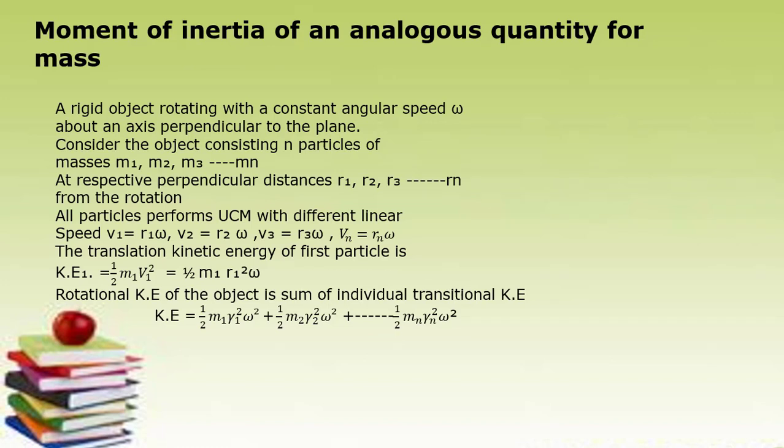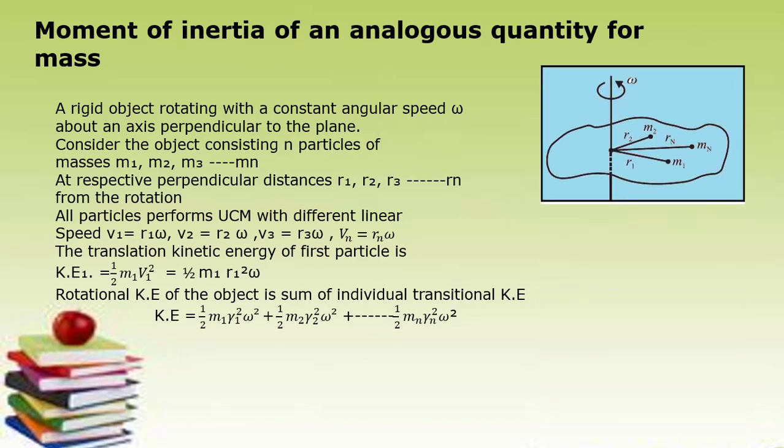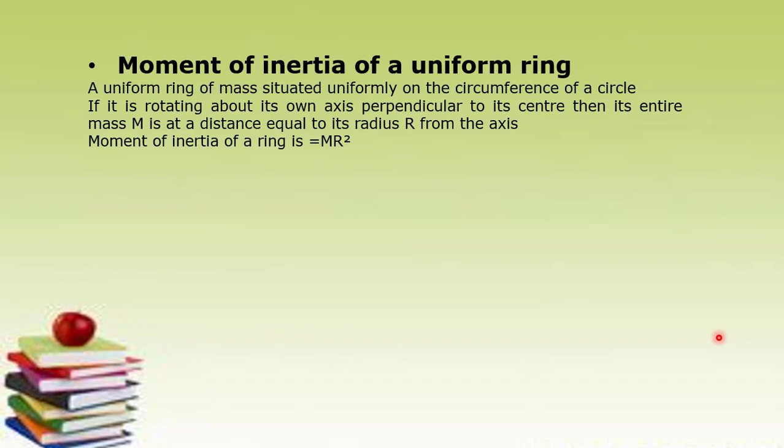Now, moment of inertia is an analogous quantity for mass. Here, you have to take a rigid body with n numbers of particles, with masses m1, m2, m3, perpendicular distances from the center r1, r2, r3, and speeds v1, v2, v3. So kinetic energy is 1/2 m1 v1 square plus 1/2 m2 v2 square. And when you take the total kinetic energy, that is 1/2 m1 r1 square omega square, and so on, we are adding n numbers of particles, you will get the equation.